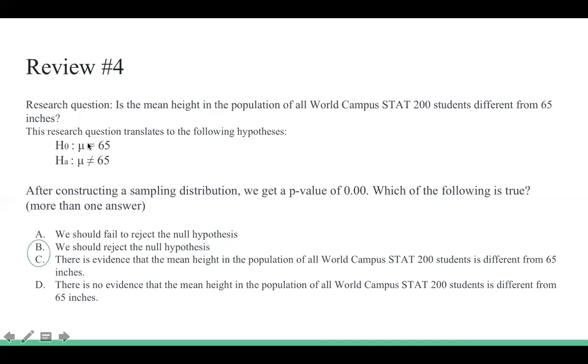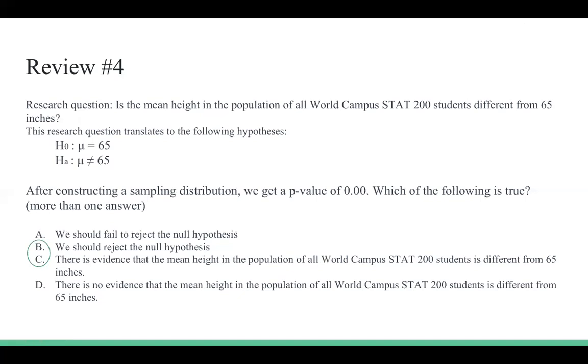Awesome. So our answers here are B and C. It's a common misconception that if we get a p-value of 0, this doesn't mean anything for our data, but a p-value of 0 is really the best p-value we can get because it shows that our data is extremely significant. So we definitely should reject the null hypothesis here since it's less than 0.05.